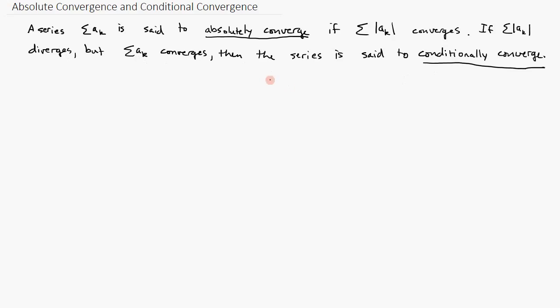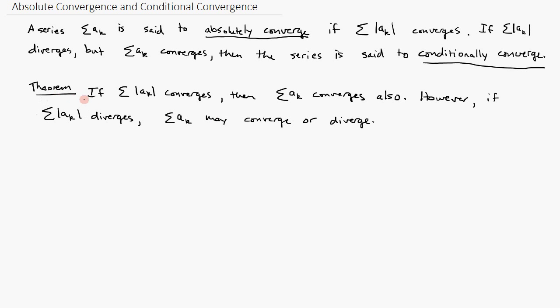Okay, so the idea behind absolute convergence comes from the following fact. There's a theorem that says that if a series is absolutely convergent, then the original series converges also. So essentially, if you know information about a series when you take the absolute value of the terms, then you get information about the original series. However, if the series of absolute values diverges, then that doesn't give any information. So the original series may converge or diverge.